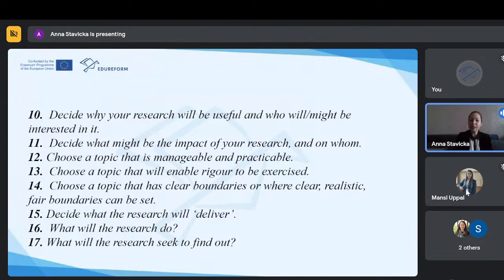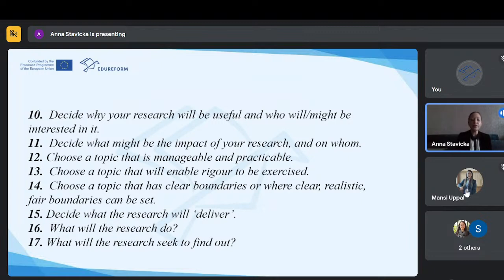Choose a topic that is manageable and practicable. Yes, again, don't be overambitious. Make it manageable, step by step. Choose a topic that will enable rigor to be exercised. Choose a topic that has clear boundaries or where clear, realistic, fair boundaries can be set.